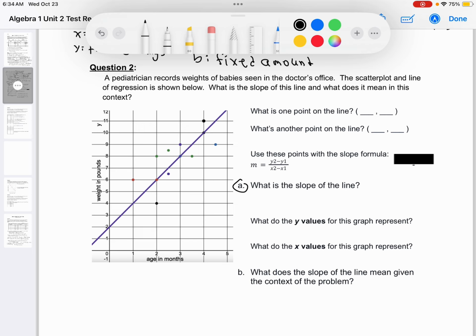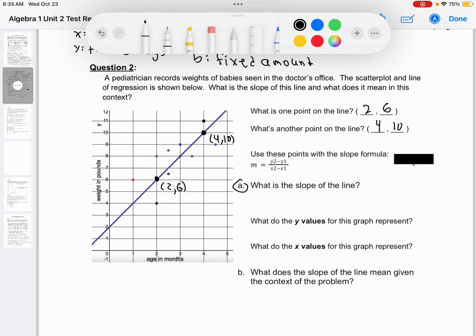The first thing it asks us is what is one point on the line. So I just need to find any point that is on this line, and there's one right here. This would be the point (2, 6). Another point on the line, there is more than one other one, but I'm going to use this point up here. This is the point (4, 10). We've got (2, 6) and we've got (4, 10).